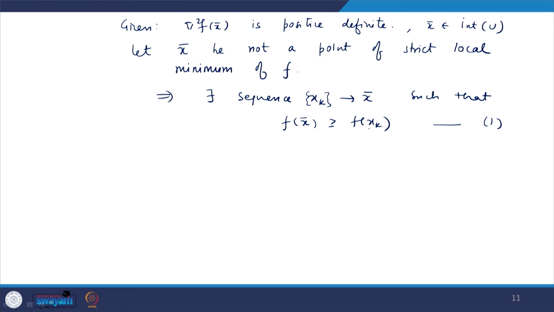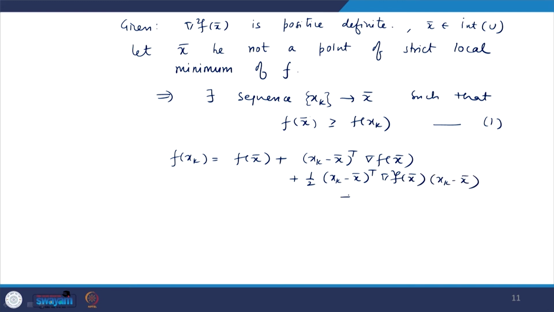Okay. Now, let us apply the second order differentiability of f at x bar. So, what we will get by the second order differentiability of f at x bar is f x k equals f x bar plus x k minus x bar whole transpose gradient of f at x bar plus 1 by 2 x k minus x bar whole transpose gradient square of f x bar x k minus x bar plus beta x bar x k minus x bar into norm of x k minus x bar whole square, where this beta function tends to 0 as x k tends to x bar. Okay. So, this is the second condition.